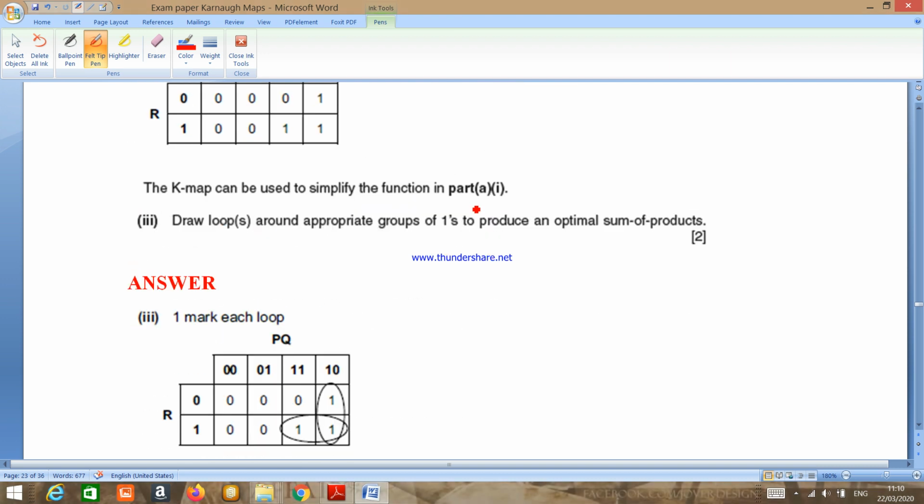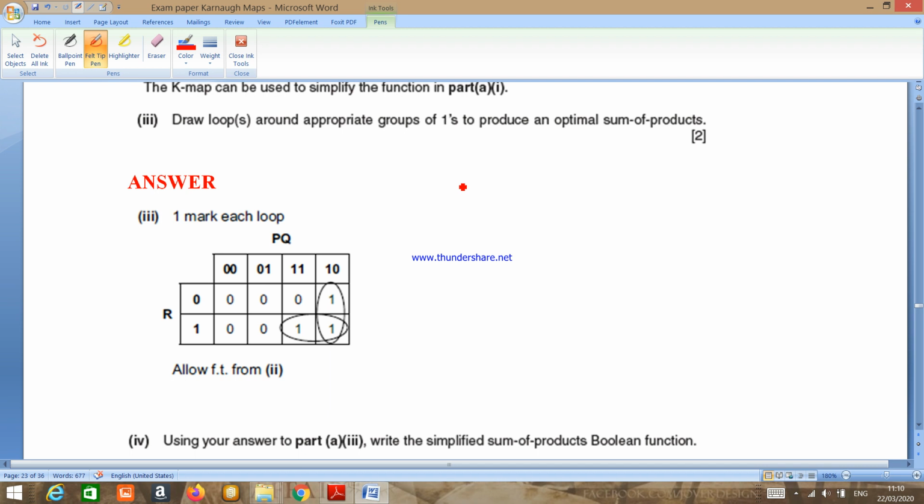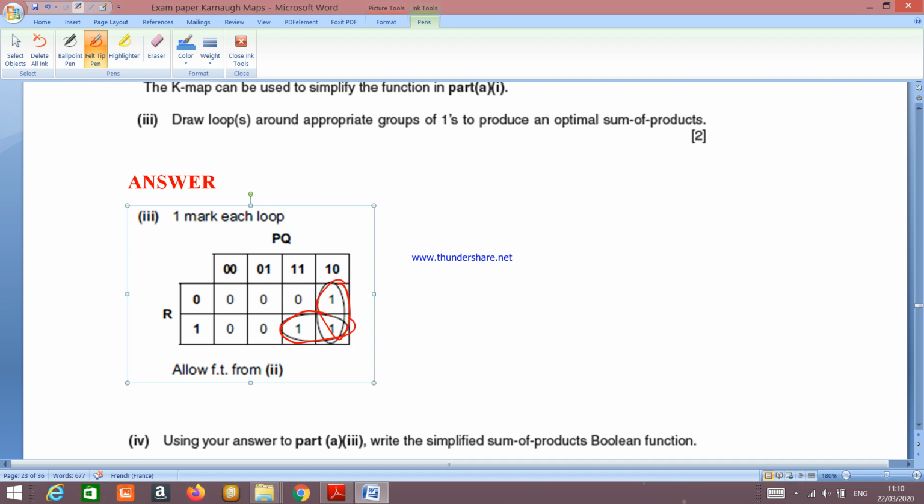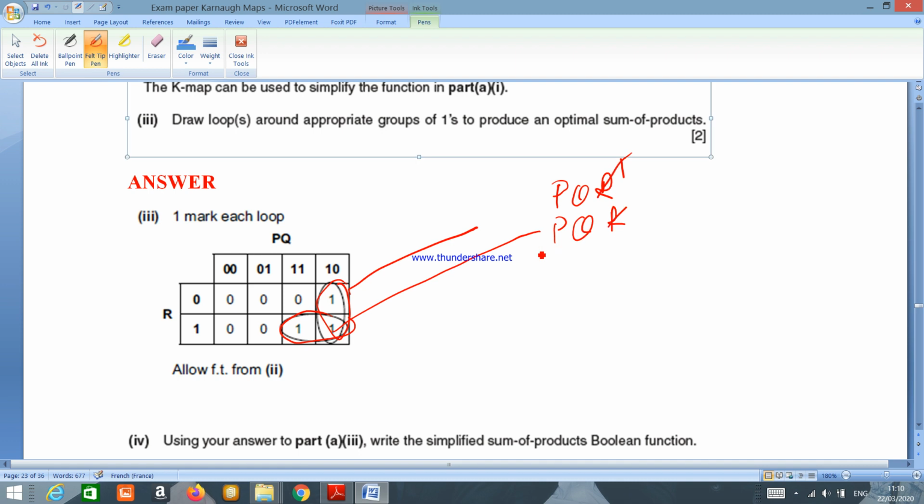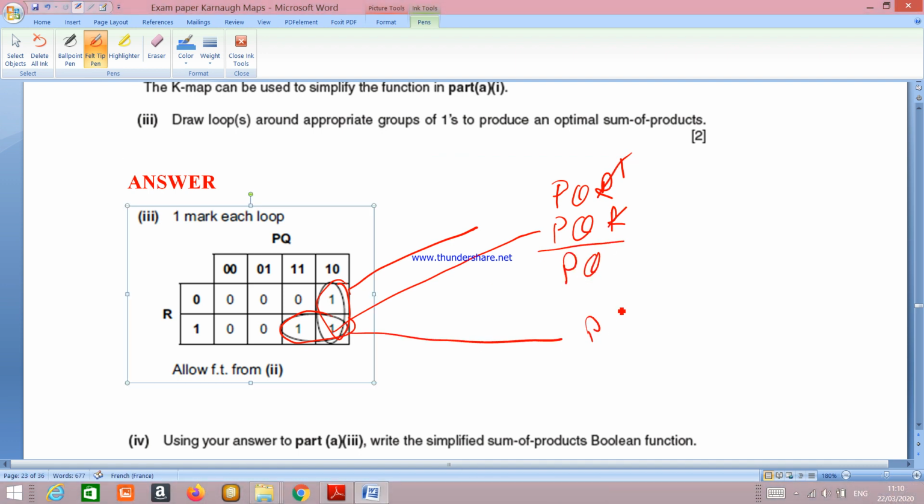Okay. Now we try to form the groups. We can form 2 groups of 2. We can reduce the expression. The first group, this one, is P, Q, and R dash. The second one now is P, Q, and R. R cancels, you get PQ.